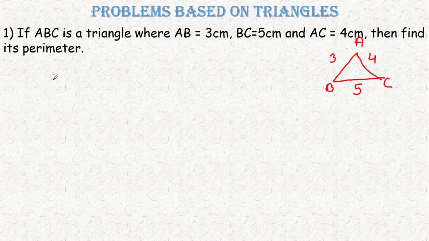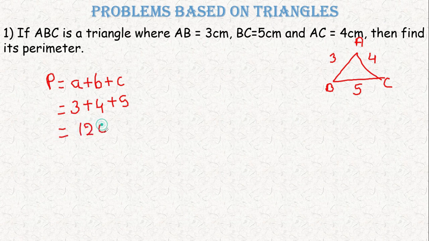Here the perimeter of a scalene triangle is P equals a plus b plus c. It means perimeter is equal to the sum of all its sides. Here 3 plus 4 plus 5 is equal to 12 cm. The units are very important while solving problems. If you write just the numerical value without units, it will be considered wrong during evaluation.